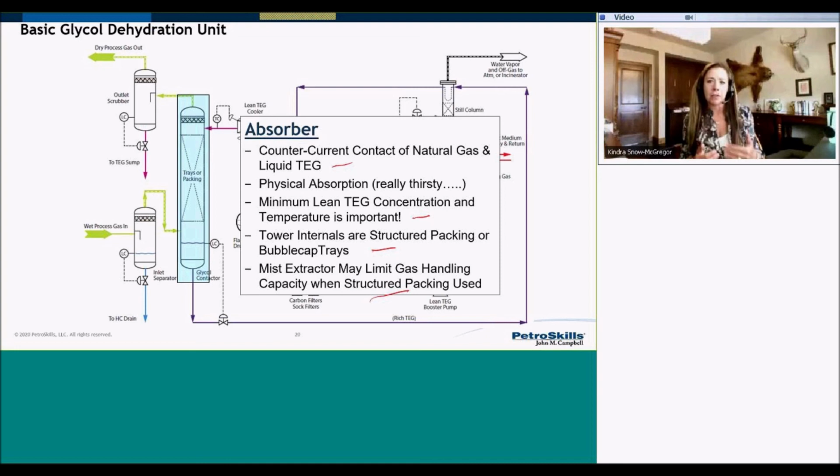So some pros and some cons. As far as the bubble cap tray, boy, that guy works. It has incredible turndown capacity, but they're also more expensive, and I need a much larger diameter. So some pros and cons.